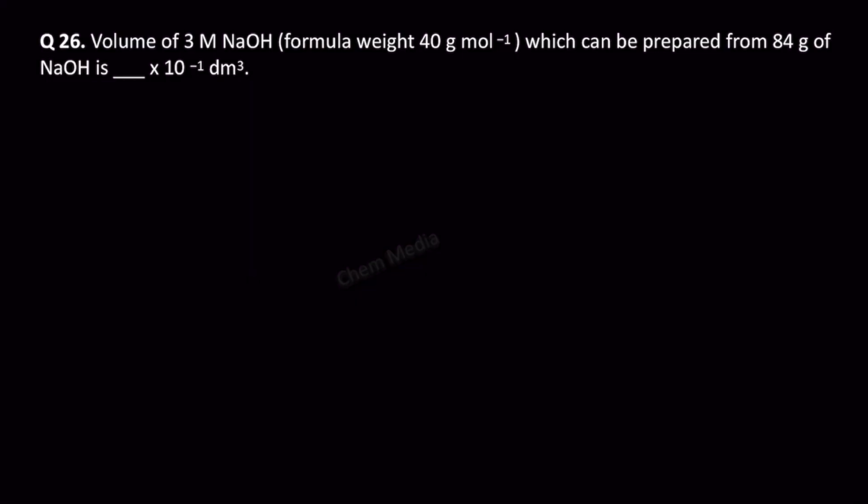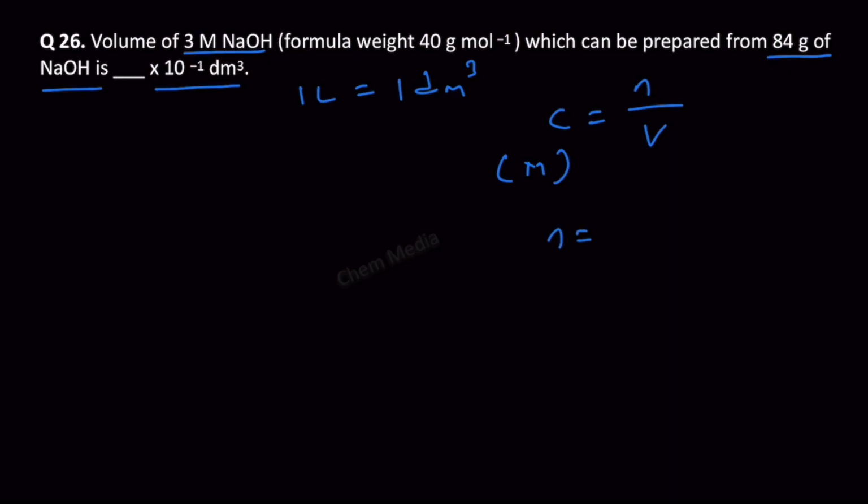What is the volume of 3 molar NaOH which can be prepared from 84 gram of NaOH, in terms of 10 to the power minus 1 decimeter cube? We know that 1 liter is equal to 1 decimeter cube or cubic decimeter, whichever way you want to call it. Concentration is equal to number of moles divided by volume. Concentration here is given in terms of molarity or moles per liter. We need to first figure out the number of moles here so that we can find out the volume.